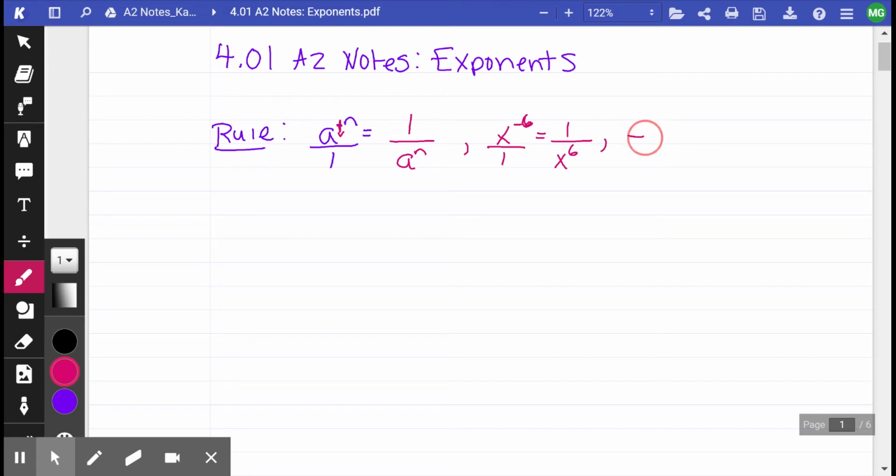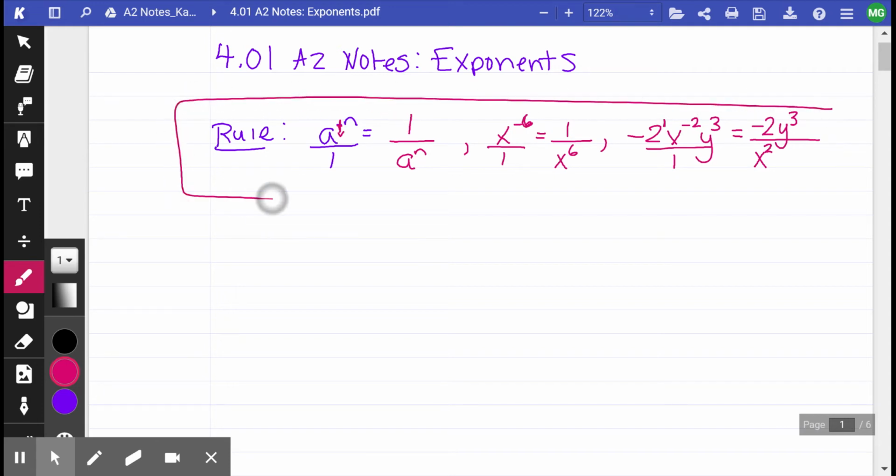And let's try negative 2x to the negative 2nd, y to the 3rd. To rewrite that, start with my bar. This is like all over 1. So negative 2 has a positive 1 exponent, so that's going to stay on the top. If it's a positive exponent, it stays. Negative, it goes. X to the negative 2nd has a negative exponent, so that's going to go and become positive. Y to the 3rd is positive, so that would stay in the numerator. Okay, so just a few examples. If you have a negative exponent, you're taking the reciprocal.